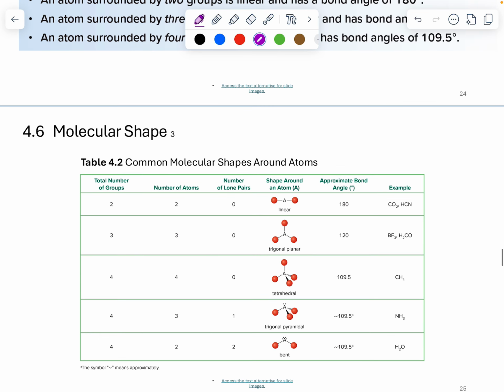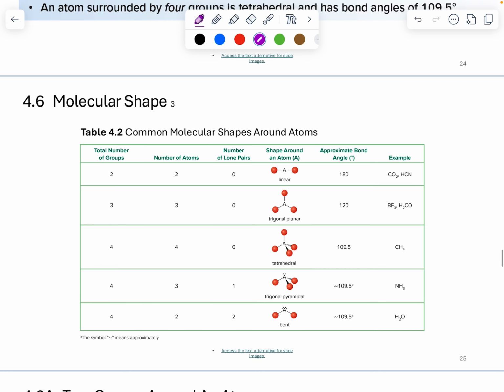The next slide can be very helpful to you. You are given some common molecular shapes. These are the 5 shapes that you need to be able to recognize. And we see the 3 that we just talked about: linear, trigonal planar, and tetrahedral. And then it introduces 2 more shapes, one being trigonal pyramidal. And notice there are 5 groups around the central atom. 3 of those groups are bonded atoms, and 1 group is a lone pair.